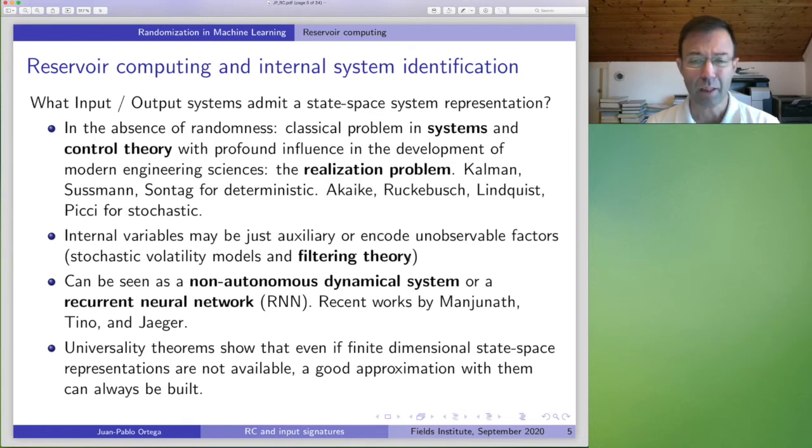So this has strong links also with filtering theory, right? Because there are some situations in which models of the type that I just wrote down for you, those X actually encode unobservable factors that we want to filter out of the observation equation. So think of all these stochastic volatility models where the X is actually the volatility or the variance, the conditional variance.